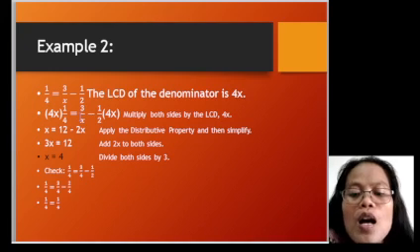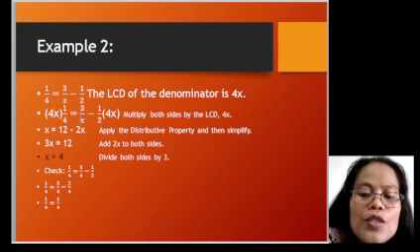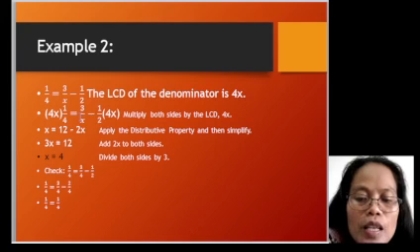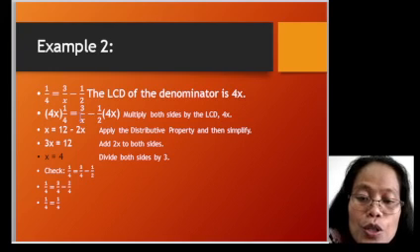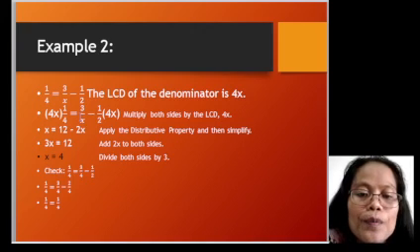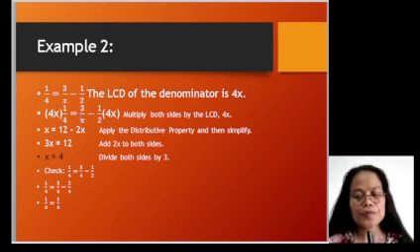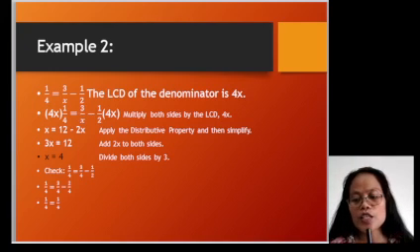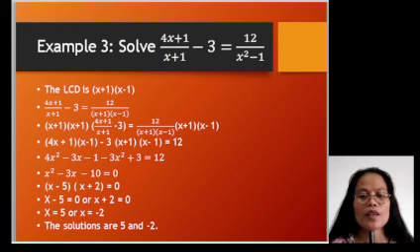And now, we have 1/4 at the left side of the equation, and we have 3/4 minus 2/4, that is 1/4. And they are equal now. So, it's true, and 4 is the solution of the equation. We'll proceed to example number 3.